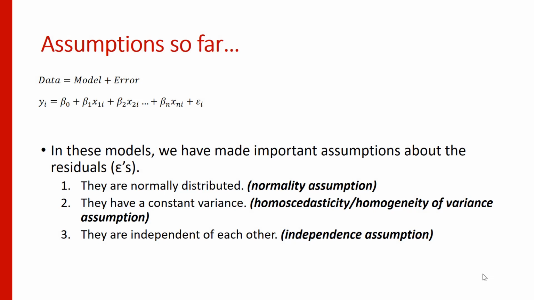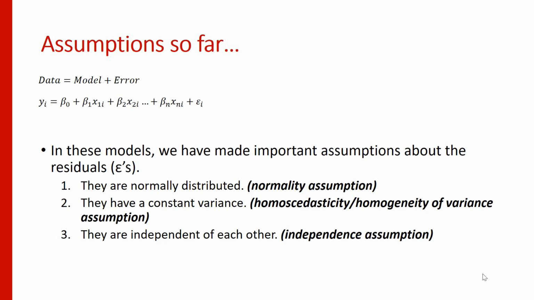So in our assumptions thus far, we've talked about models where we have a series of betas for the parameters that we're estimating being multiplied by either a continuous x variable or some kind of contrast-coded categorical x variable. And in all these models, we've made important assumptions about the residuals, which are represented by the epsilons in the equation above. And we've said that these epsilons have to be relatively normally distributed. They have to have a relatively constant variance, and they have to be independent of each other.